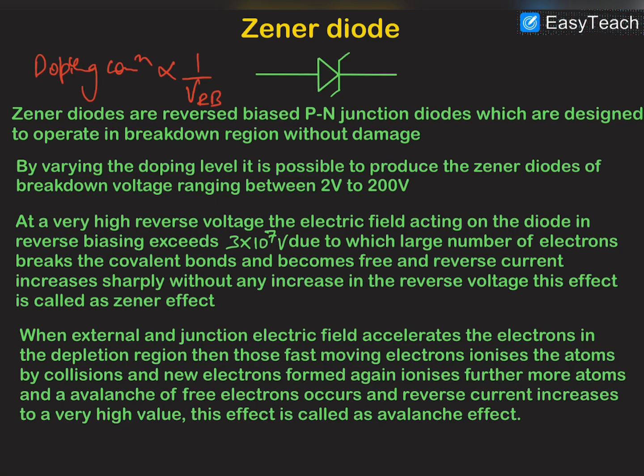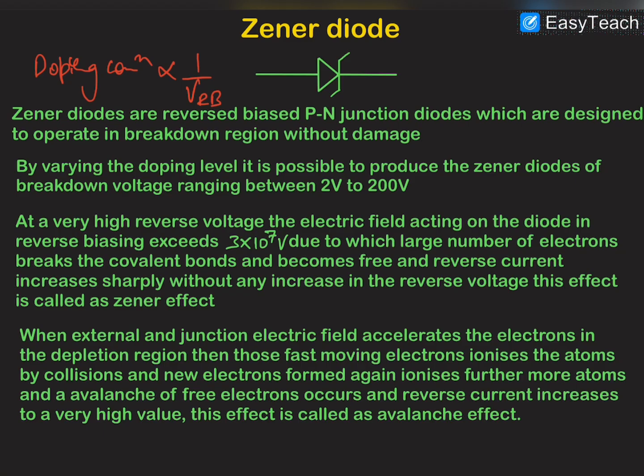So if we increase the doping concentration, then the junction will easily break down because its width is very low. And if we decrease the doping concentration, the width of the depletion region increases and its breakdown voltage also increases. So we can say that if the doping concentration is low, then the reverse breakdown voltage will be higher, and if the doping concentration is higher, then the reverse breakdown voltage will be lower.